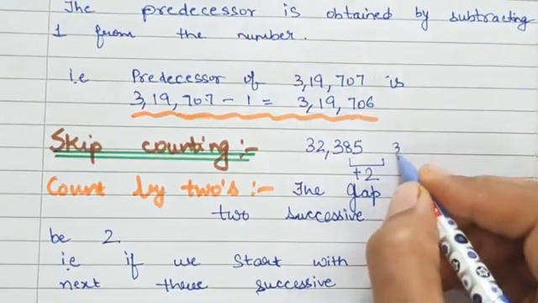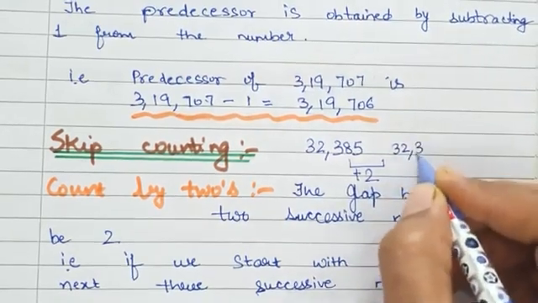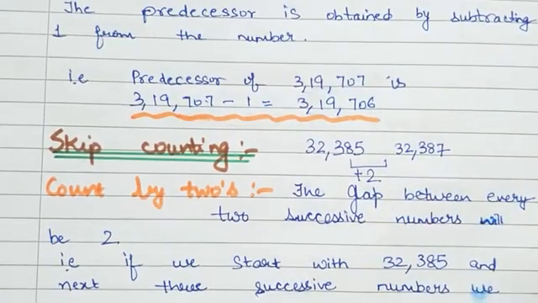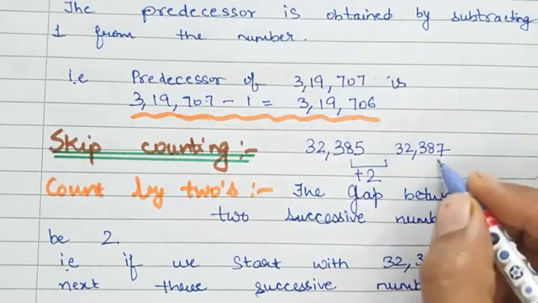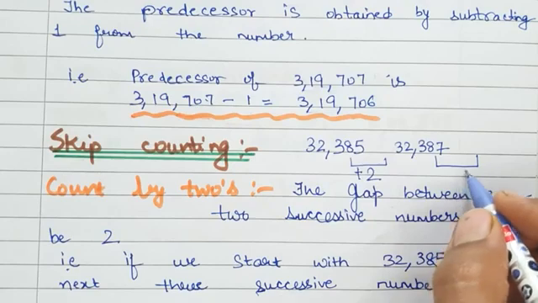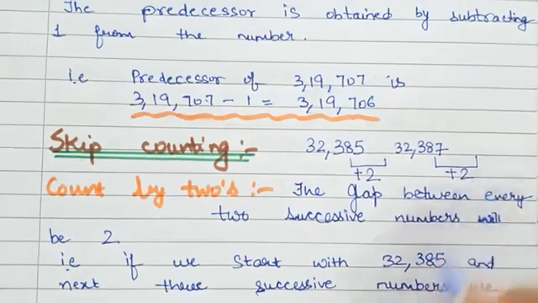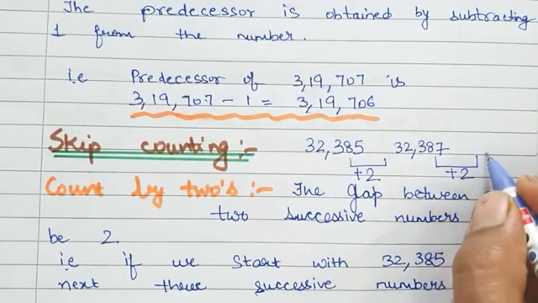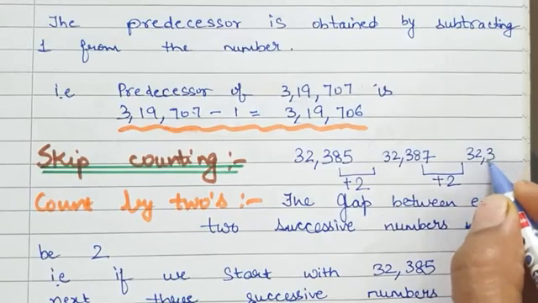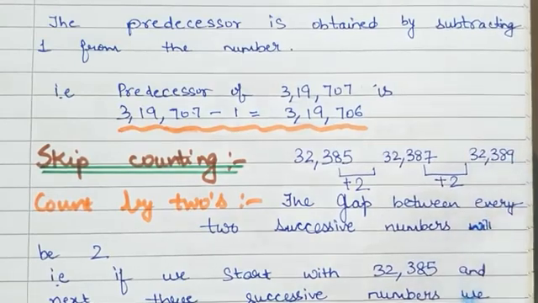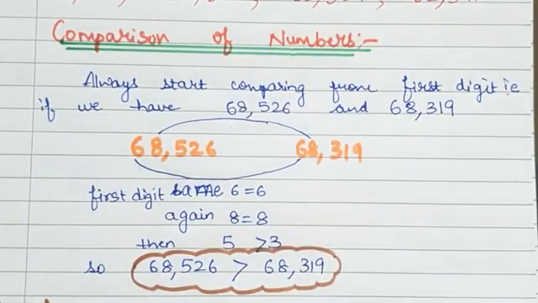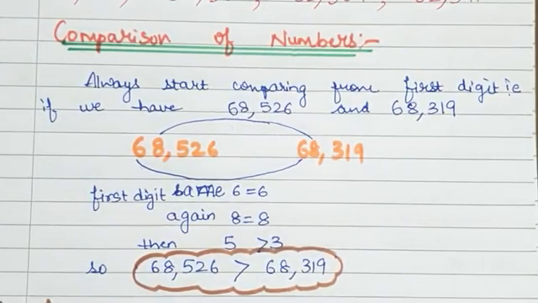So what do we get? 32,387. Now if we have to find the next number by skip counting by 2, again what will we do? We will add 2. So what do we get? We get 32,389. Clear?